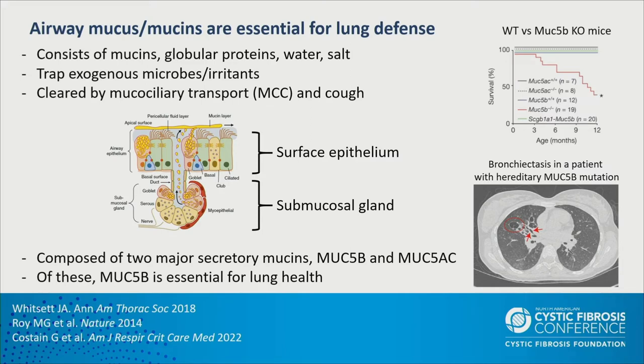In human airway, we have two major secretory mucins, MUC5B and MUC5AC. Of these two mucins, MUC5B is more essential for lung defense. A mouse study showed the MUC5B knockout had a shorter survival compared to wild type or MUC5AC KO because of chronic infection and impaired mucociliary transport. This is a case with human. A recent study identified a family with a MUC5B mutation, and they exhibit chronic infection and bronchiectasis.